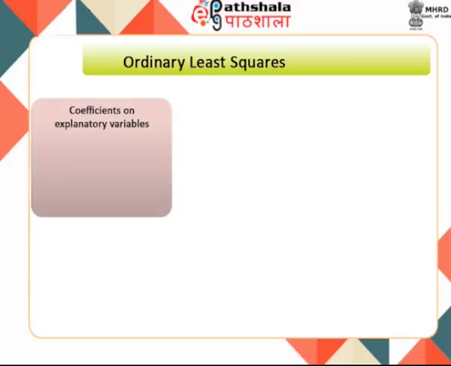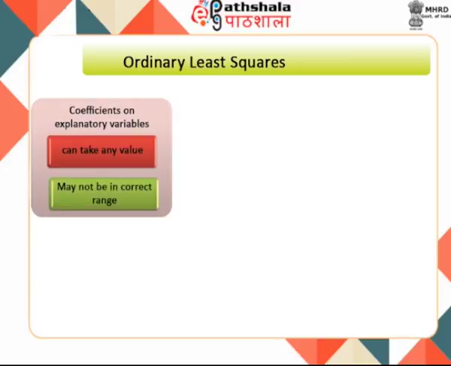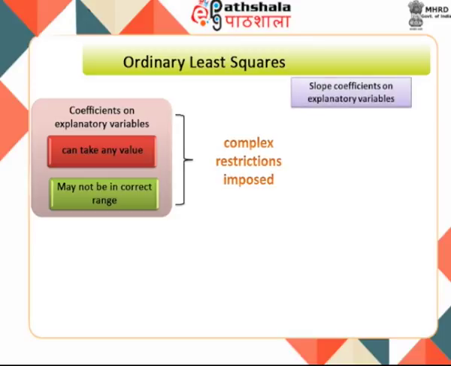The coefficients on explanatory variables can take any value and may well not be in the correct range unless complex restrictions are imposed on them. It is quite possible to obtain slope coefficients on explanatory variables, betas, either less than 0 or greater than 1, which makes little sense in the context of probability.